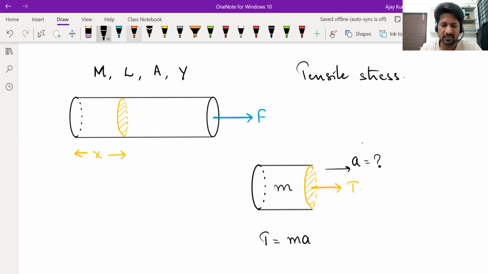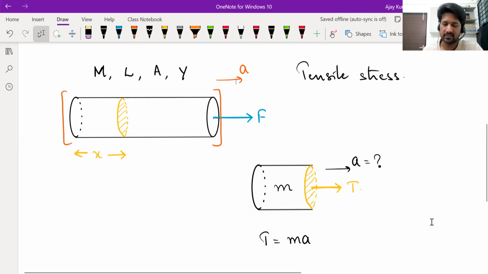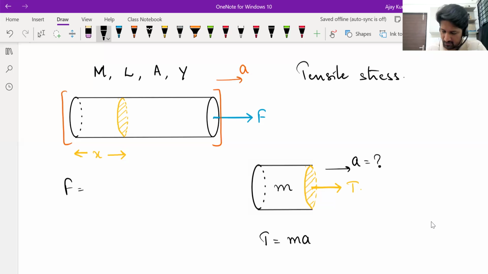Now, this is a rigid cylinder, solid cylinder. The entire cylinder will have the same acceleration. So to find out acceleration, you can look at the forces acting on the entire system. And the net force acting on the entire system is capital F. So you can say capital F is equal to capital M multiplied with A. So A is F by M.